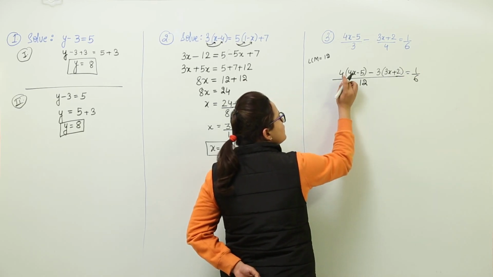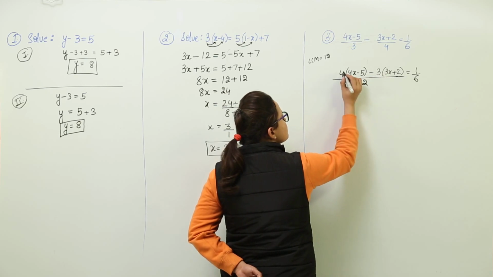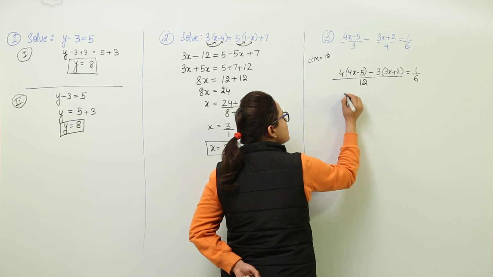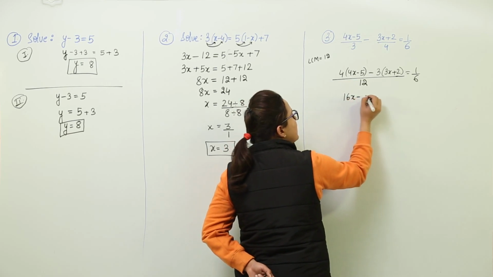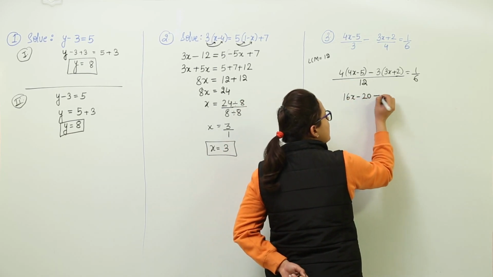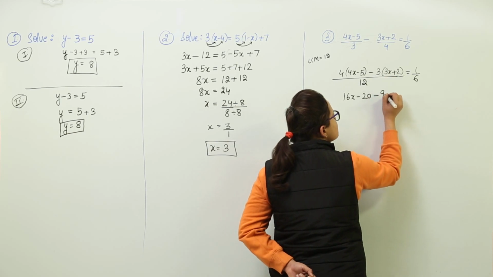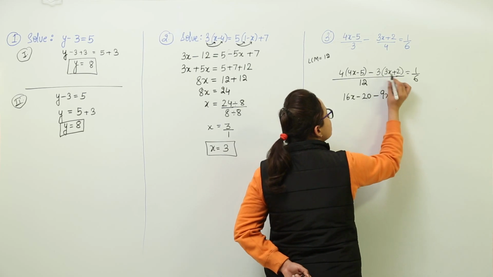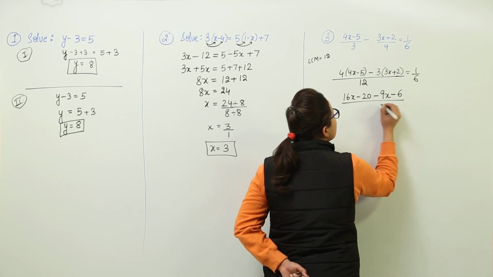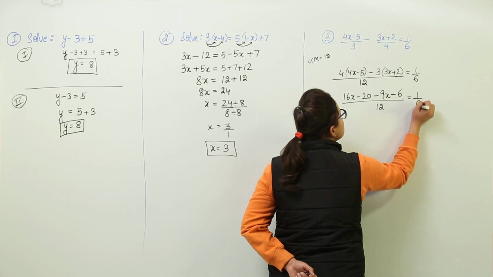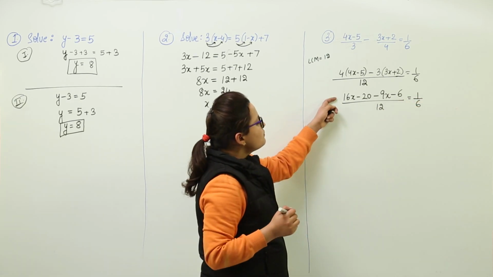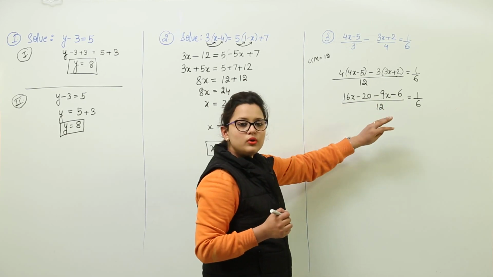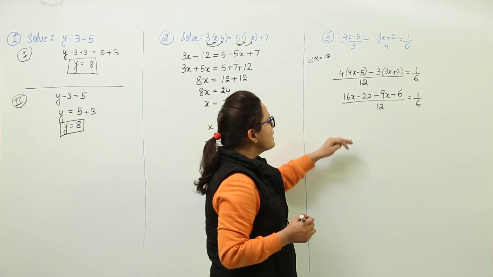Further, moving on, we will open up the brackets now. So we multiply the term with both the terms in the brackets. So 4 into 4x becomes 16x, minus 4 5s is 20, minus 3 into 3x is 9x. Now minus into plus will become minus, and 3 2s are 6, over 12 is equal to 1 by 6. Now here please pay attention, we are getting an equation in the form of a fraction. Don't get worried, just follow it step by step.